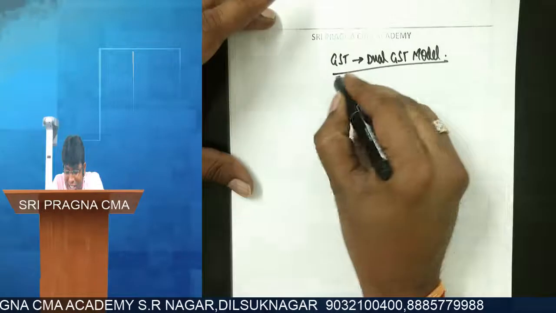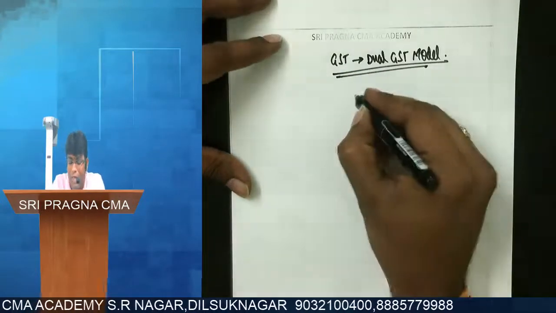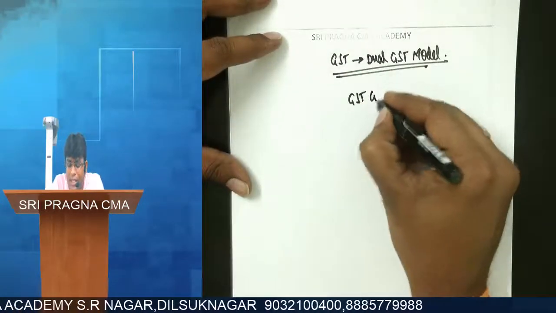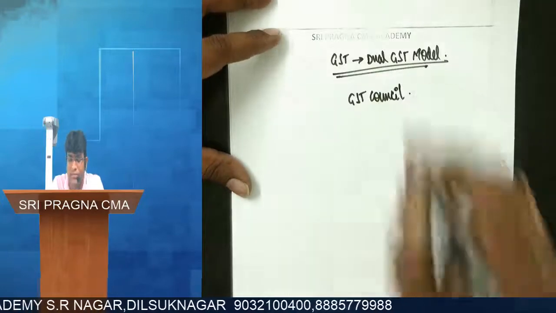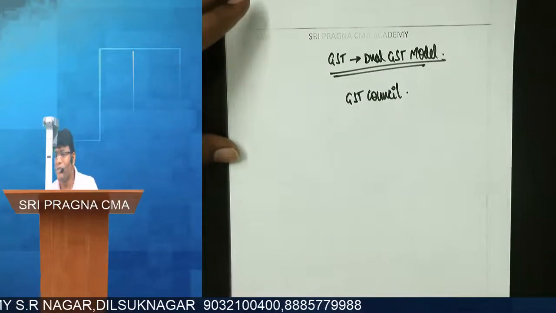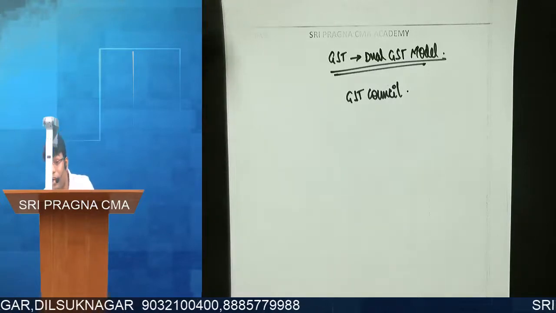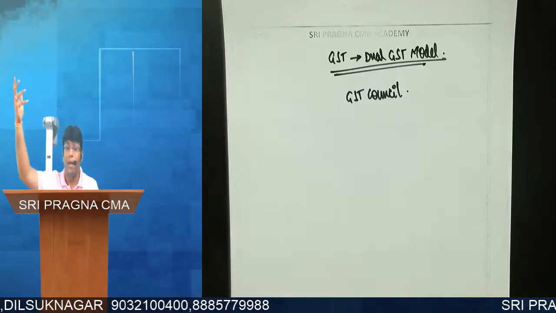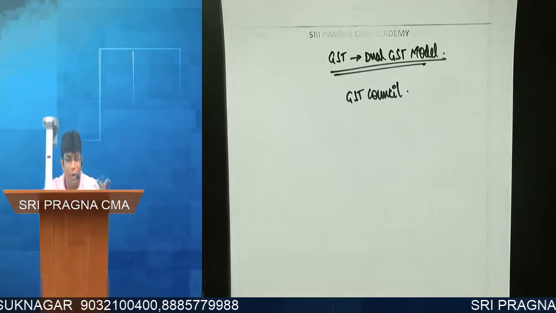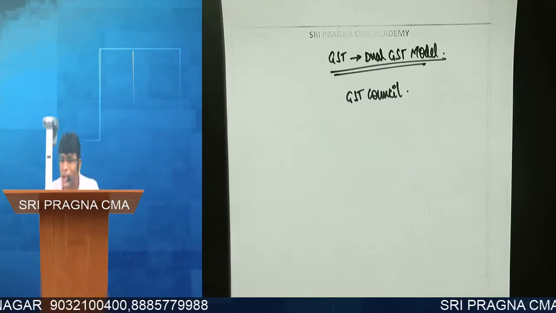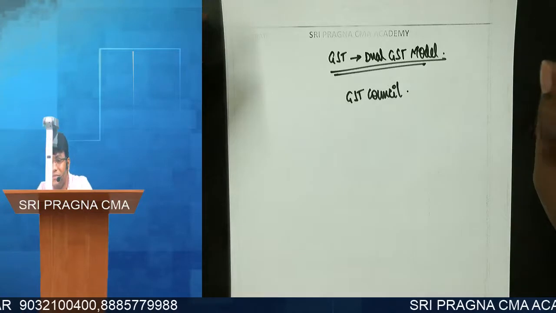So when we said that GST is a dual GST model, we have framed an interesting council known as the GST Council. Practically you would have seen so many times in newspaper, TV, everywhere, that 5% became 12%, 12% became 18%, 18 became 28, 28 became 5. A lot of times rates keep changing, sir. Now why do you think government changed the rates?